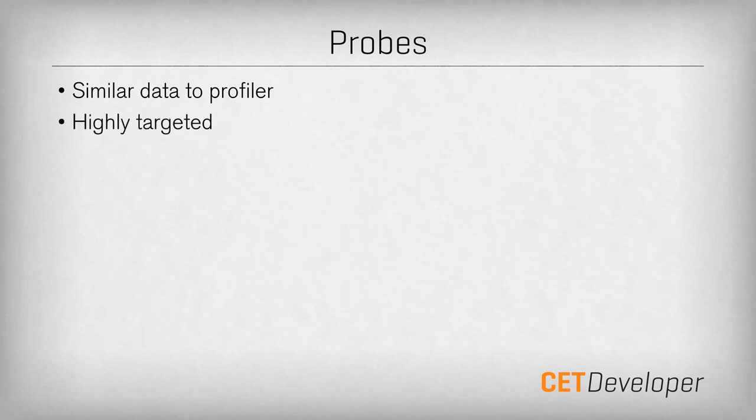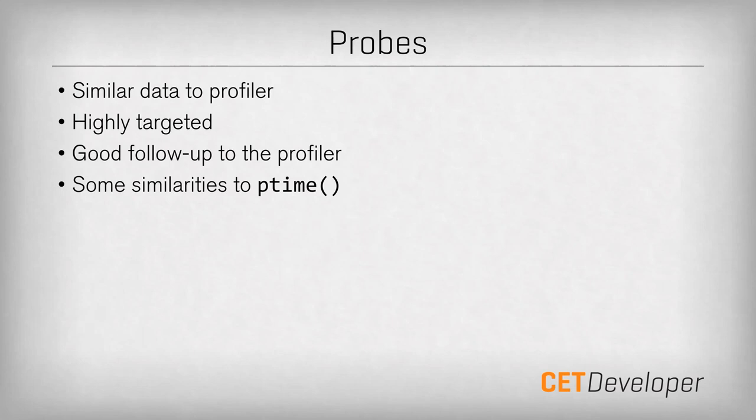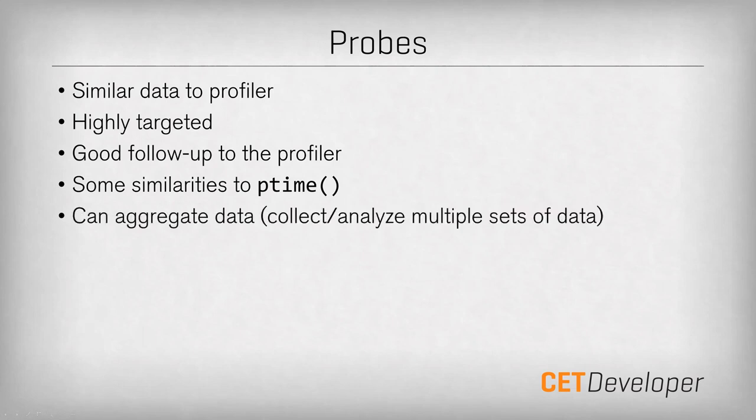Probes provide data that is very similar to profiler data. However, it's way more targeted, or designed to be more targeted. Whereas the profiler is just recording all function and method calls, the probes only record what you tell them to record. So in some ways, they're kind of like p-time in that you place them down, you tell them where to start and stop. But they have a lot of advantages over p-time. The biggest one being that they will collect more data, but they can also aggregate data.